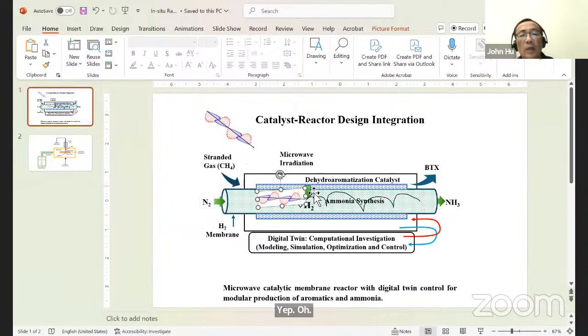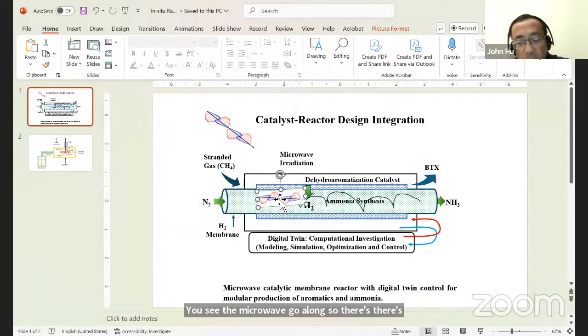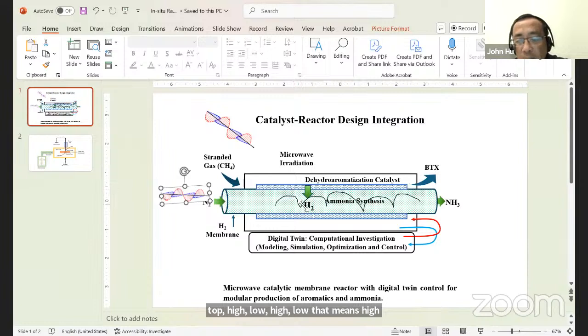You see the microwave go along. So there's the top, high, low, high, low. That means somewhere along this tube the intensity is sometimes high, sometimes low. In order to take advantage of this, where the intensity is high, we just put a light active catalyst here. We put more catalyst here.